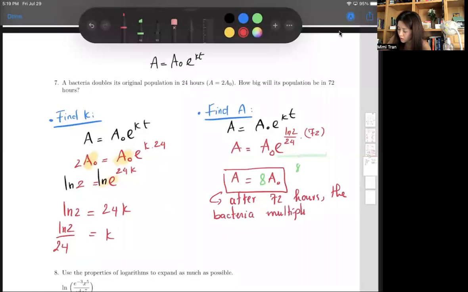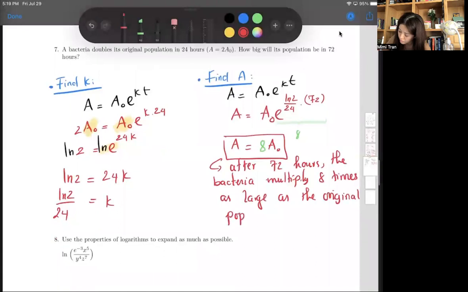Material multiply 8 times as large as the original population. That's what that means. A equals 8 A naught.